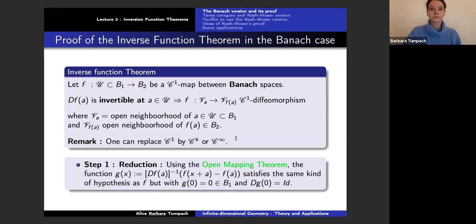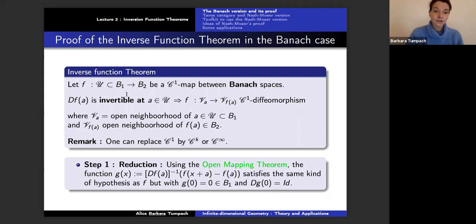Okay, so now we have another brick, which is the red brick in the Banach setting. The inverse function theorem in a Banach setting. So here is the theorem. We have a function on an open set of a Banach space B1 with values in another Banach space B2. It's supposed to be C1.